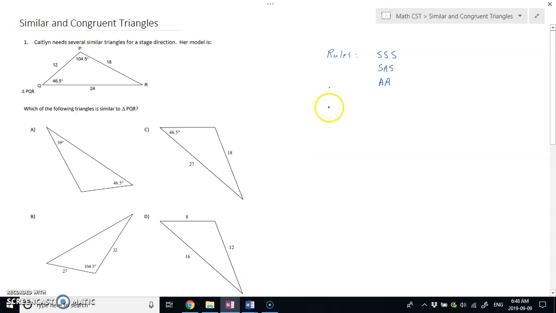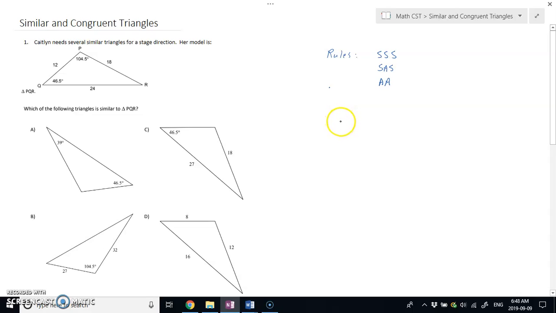Hi everybody. So today we're going to tackle questions that commonly appear in the multiple choice section of the exam. And the similar and congruent triangles question is really a staple of the CST exam. In these questions, they often give a model triangle and then ask which of the following triangles is either necessarily similar or necessarily congruent to the sample triangle given.